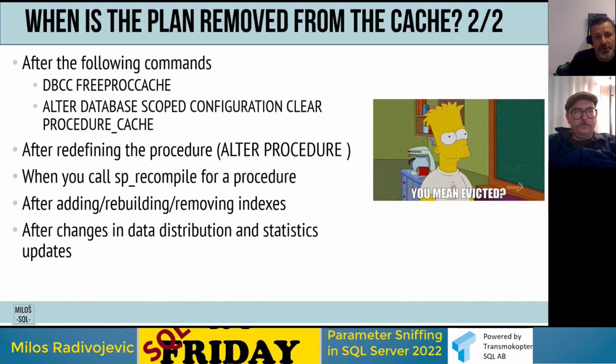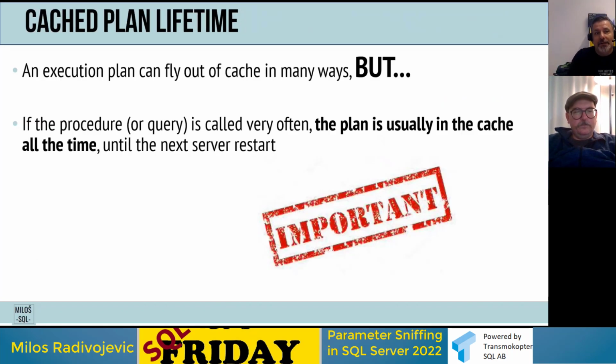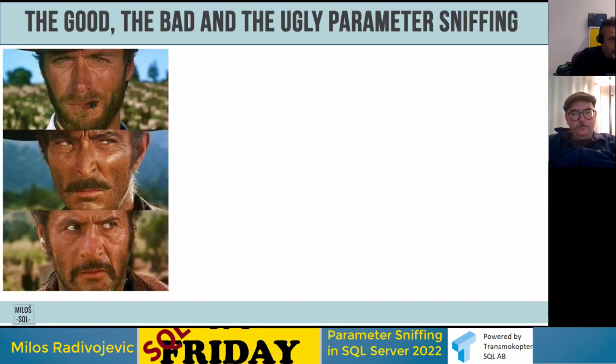A lot of entries here, but if you have a very important stored proc which is frequently called, usually you have this plan in cache all the time. So if you don't have memory pressure, from now until the next failover or patching, you will have a single plan for the stored proc in cache. You have one plan per stored procedure.